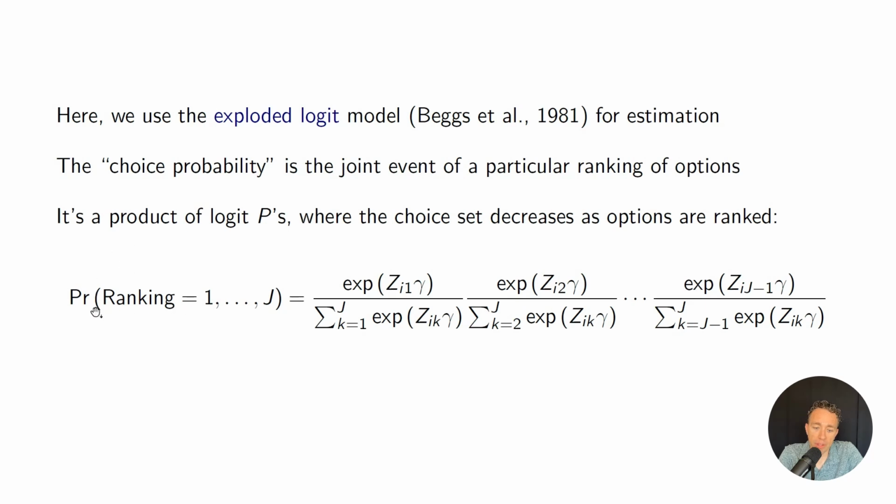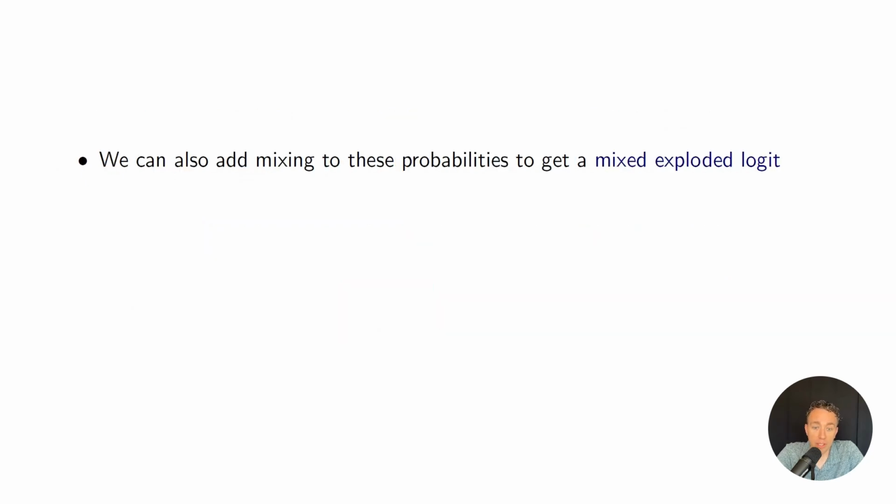So if I want to know the probability that I ranked option 1 first all the way down to option J last, then I would say what's the probability that option 1 was ranked first out of all of them? Then what's the probability that option 2 was ranked next out of the rest of them that are still eligible to be ranked? So we're going from 2 to J here, and then so on all the way to J minus 1. And then we don't need to include J here because it's just exp of Zij gamma over exp of Zij gamma. It's 1. It cancels out. And if we want to, we can add mixing probabilities to get a mixed exploded logit.